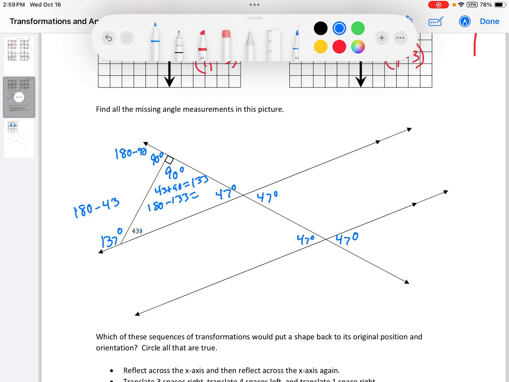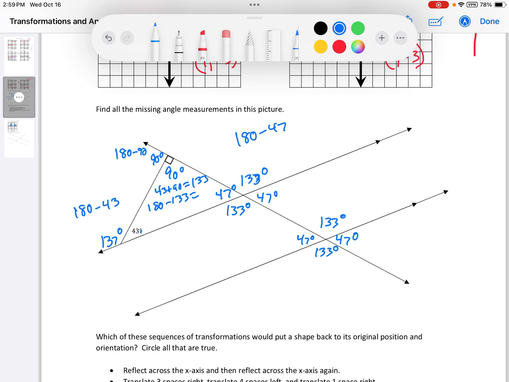To get this one here, this is a straight angle, so we'll do 180 minus 47, and that is 133 degrees, which we've seen before, and that's not a coincidence. And then, if that's 133 degrees, then this is 133 degrees. And if those two are 133 degrees, then the corresponding angles are also 133 degrees. And that's all the angles.